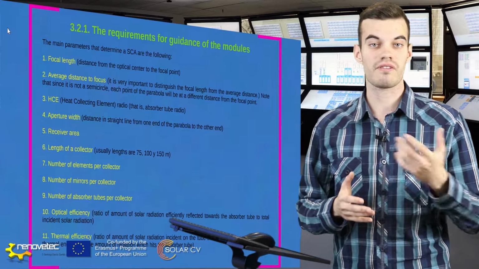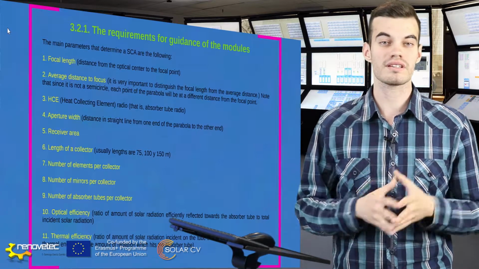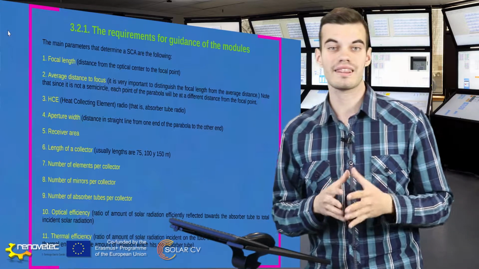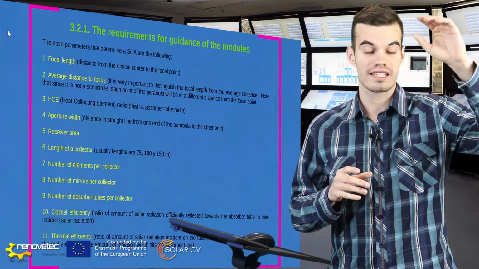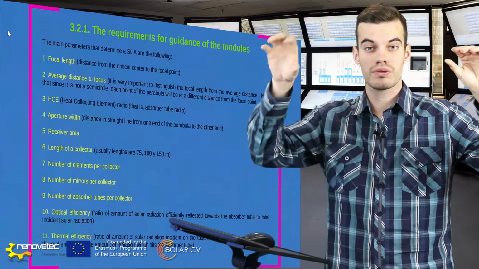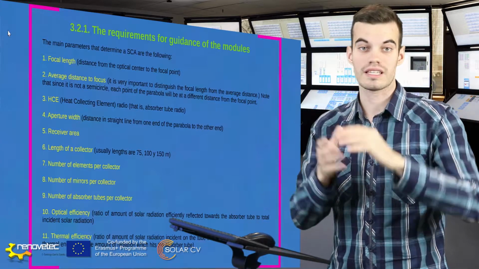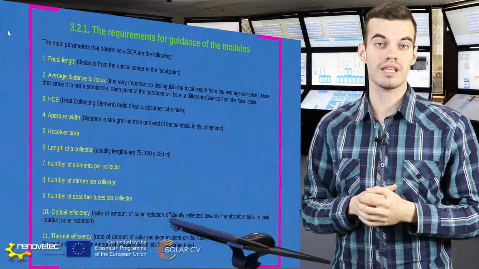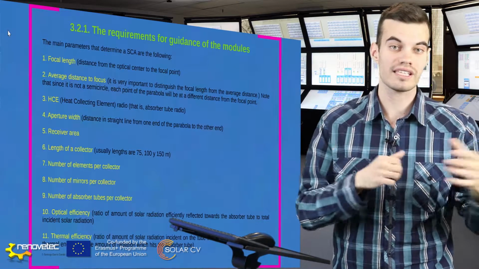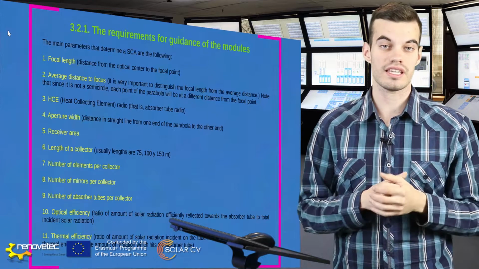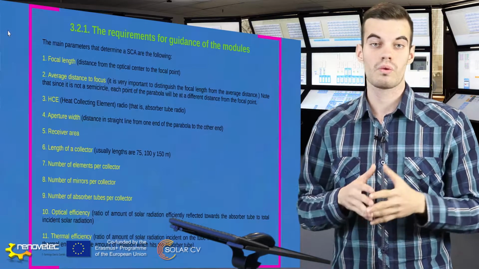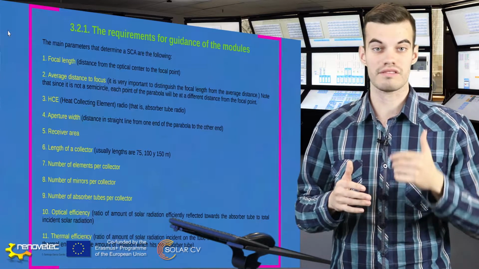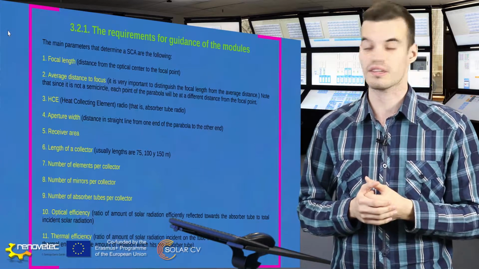Now we must define the main parameters in a solar collector assembly. That is the focal length. The focal length is the distance from the center of the parabolic trough to the focal point. The focal point is the line along the solar collector assembly where the HCE is located, that is the absorber tube, where the solar radiation is going to be transformed into thermal energy.